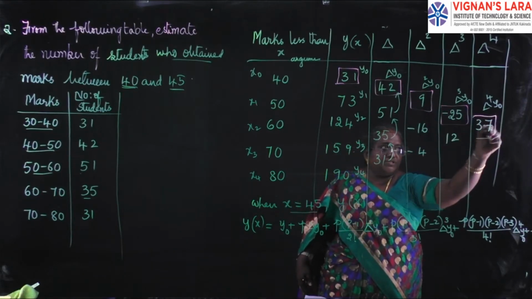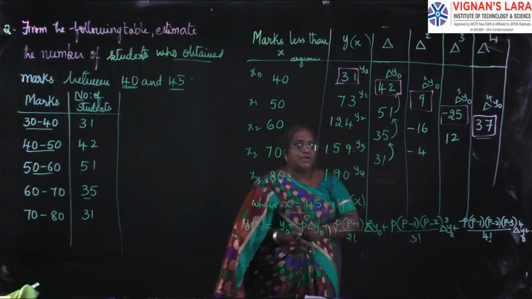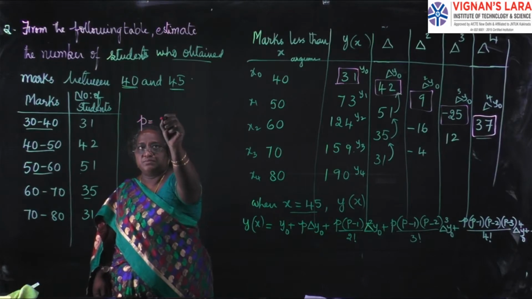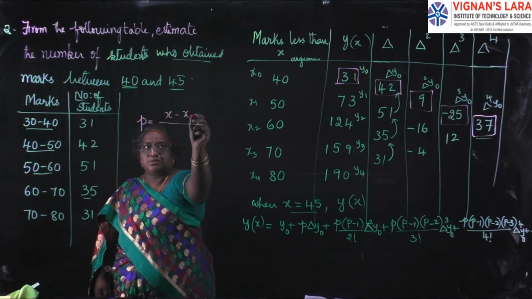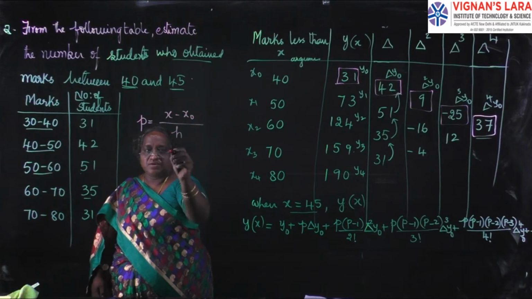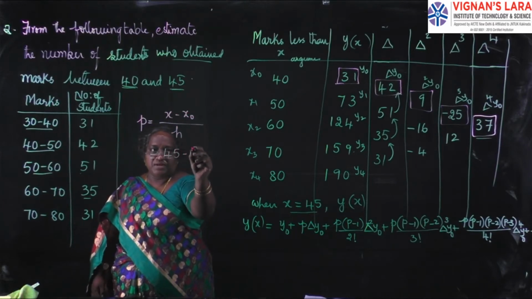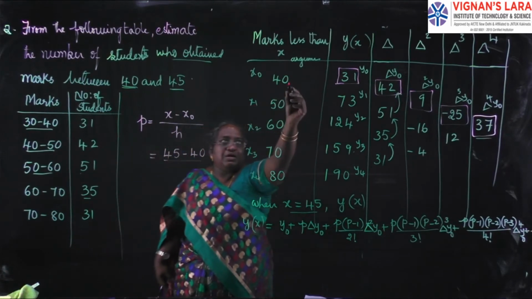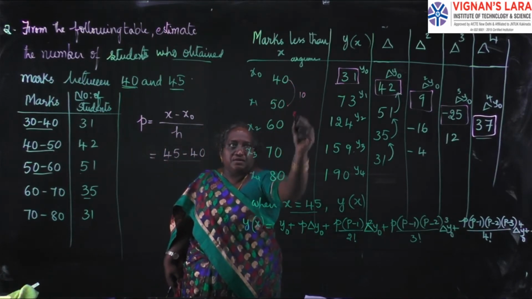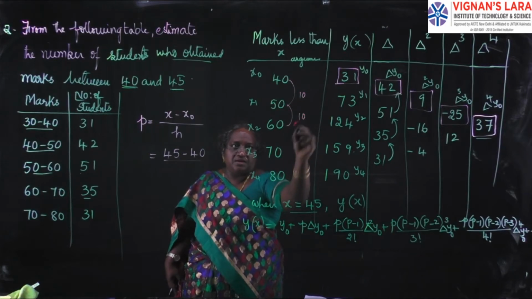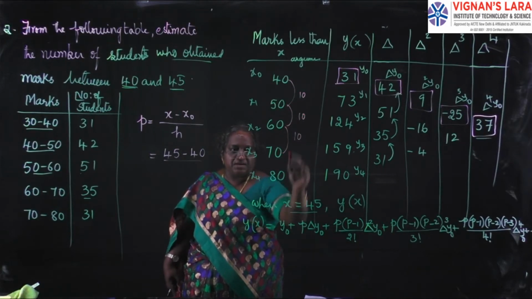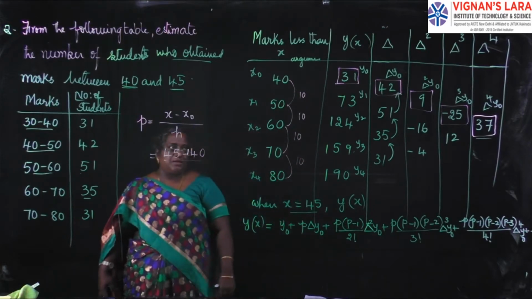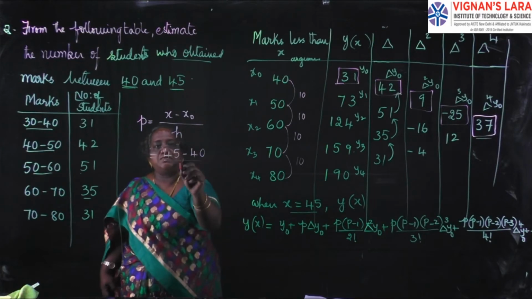So now, substituting these values, let us calculate what is p. What is the formula? p is equal to (x minus x naught) by h. So what is our x here? 45. Our x naught is 40. What is h? If you observe, the difference between 50 and 40 is 10, between 50 and 60 is 10, between 70 and 60 is 10, and similarly between 80 and 70 is also 10. So here they are equally spaced and h is equal to 10.